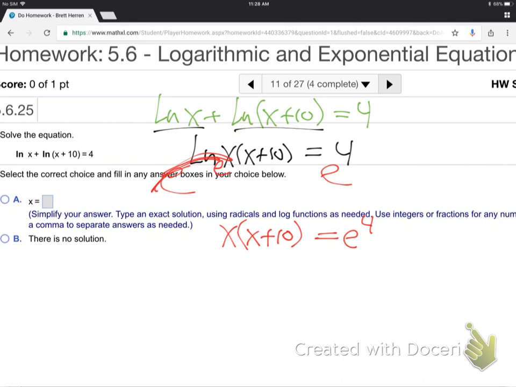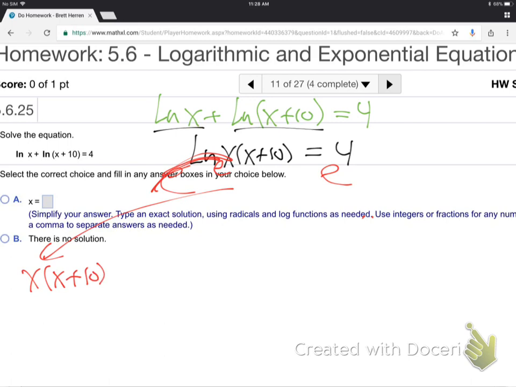So what are we supposed to do? Well, we should distribute through the parentheses. So we'll get x squared plus 10x. Let me bring it all the way over here to the left. So what do we have? x times x plus 10 is e to the 4th. Distribute through: x squared plus 10x is e to the 4th. What in the world do we do now to solve this? There are no more logs. We're out of the log stuff, but how do we solve that?